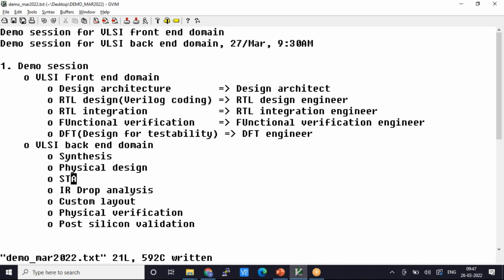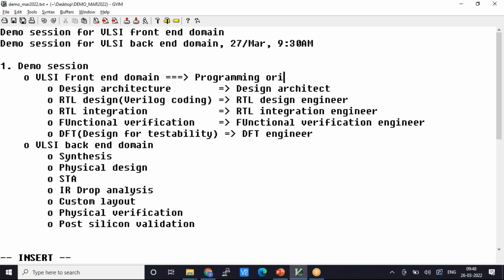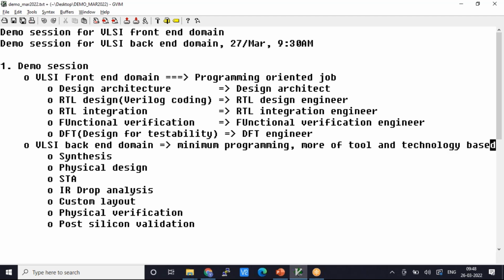Okay. Majorly, front end domain is a programming oriented job role. The back end domain has very less programming, minimal programming. I will rather call it as minimum programming. It is more of tool and technology based. Means you will have to use a lot of tool and technology concepts in the backend domain.